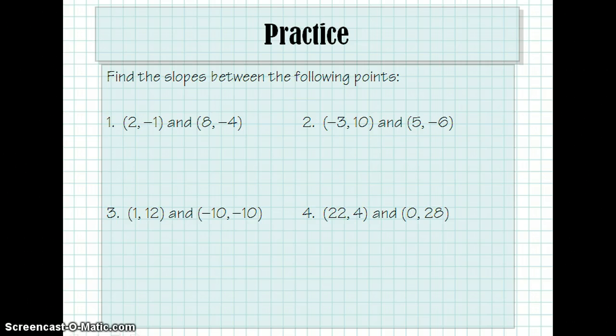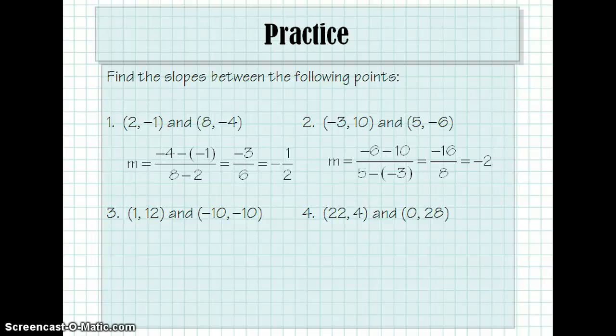Okay, so on number 1, here are my y values, so -4 minus a -1 over 8 minus 2, and then we get -3 over 6, which reduces down to -1/2. Number 2, -6 minus 10 over 5 minus a -3 is going to end up being -2. So number 3, we get -10 minus 12 over -10 minus 1, which is -22 over -11, which is a positive 2.